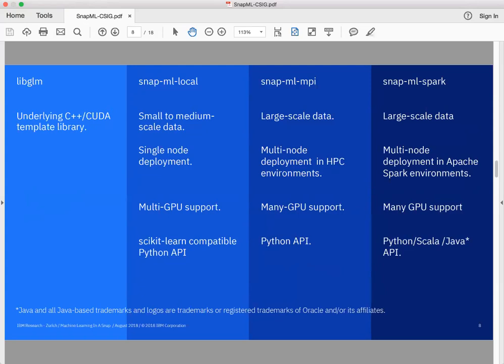This supports Python, Scala, and Java, the native languages of Spark. It is similar in functionality to the MPI, but typically is a bit lower performance because we see many overheads associated with the Spark framework.